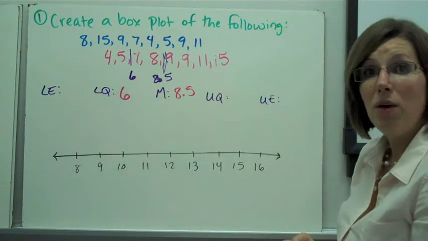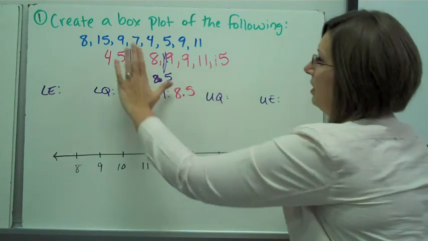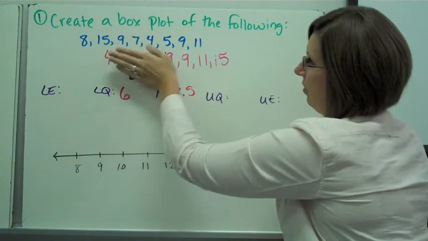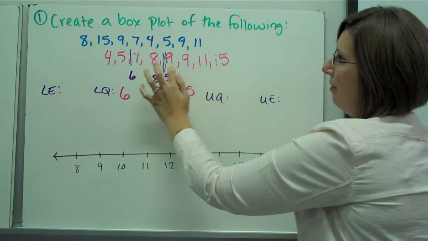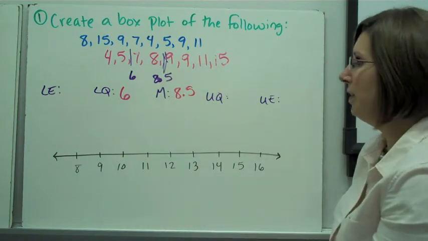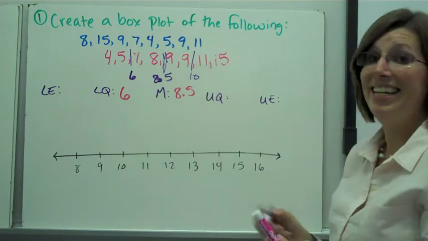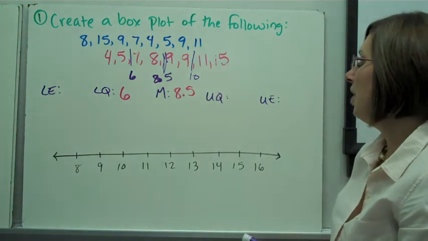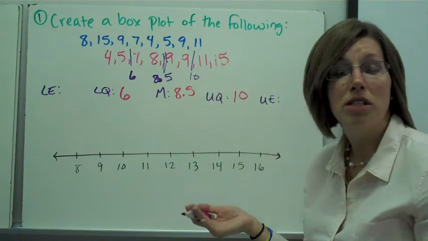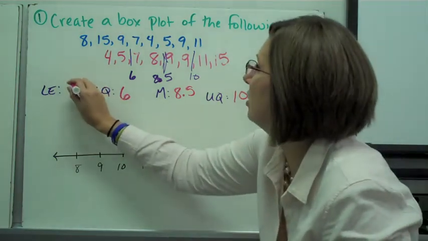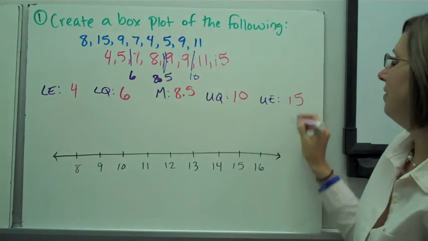I'm going to do the same thing with the upper half of the data. I'm not allowed to use my median on the upper half, so you can put your hand over it, block it out. But I'm now going to find the middle number out of these 4 pieces of data. In this case, it's going to be halfway between 9 and 11, which is 10. So the upper quartile here is 10. The lower extreme is just the lowest number, which is 4. And the highest number, upper extreme, 15.